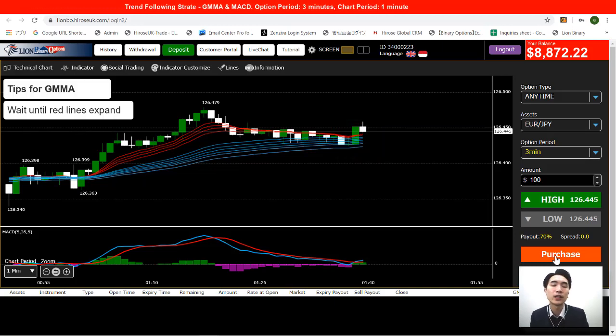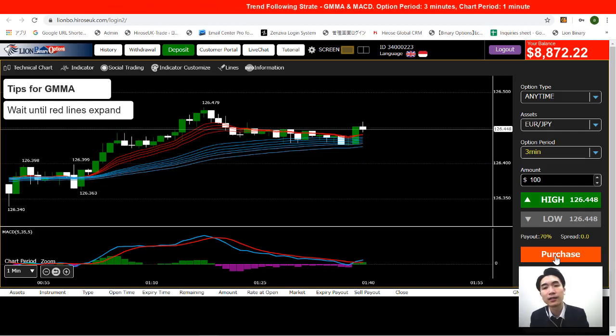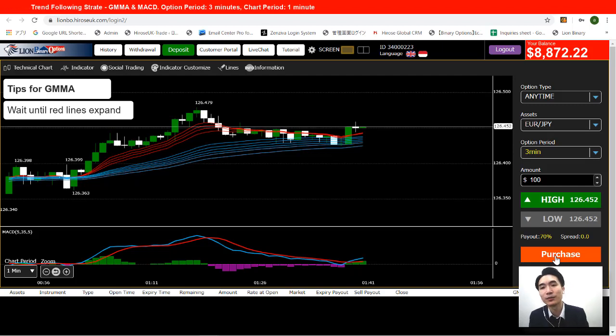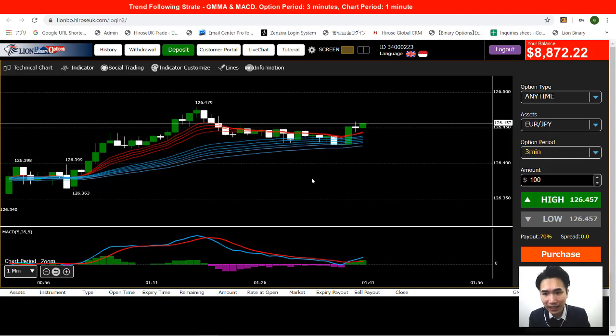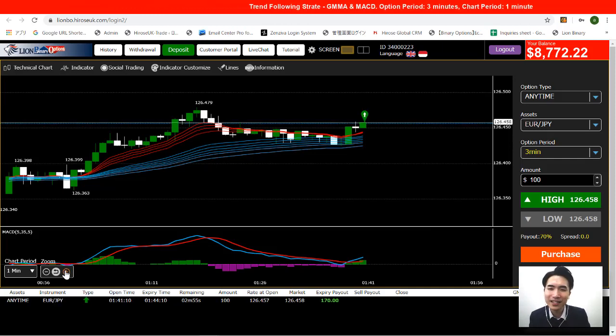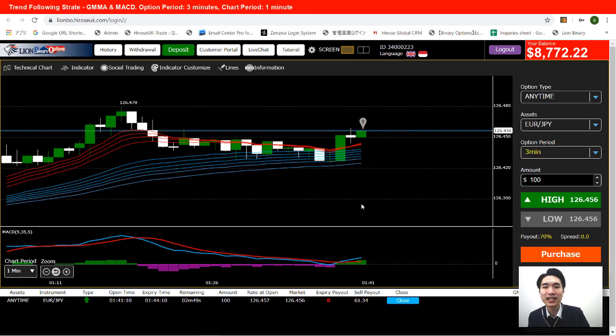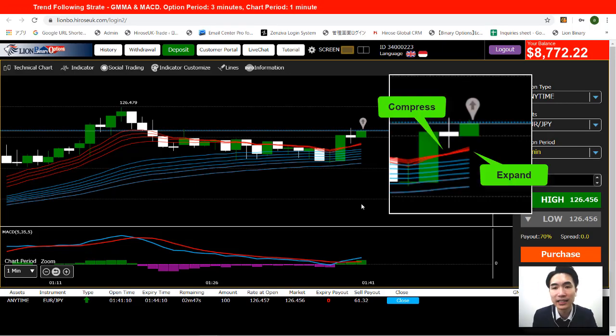So what I'm doing here is I just need to wait for the expansion of the red lines, so that I can have a better accuracy to place the trade. Okay, I will place the trade here. So now you see it's not that obvious, so I zoom in a little bit here for you. Okay, so after I zoom in a little bit, you see the compression and the expansion.